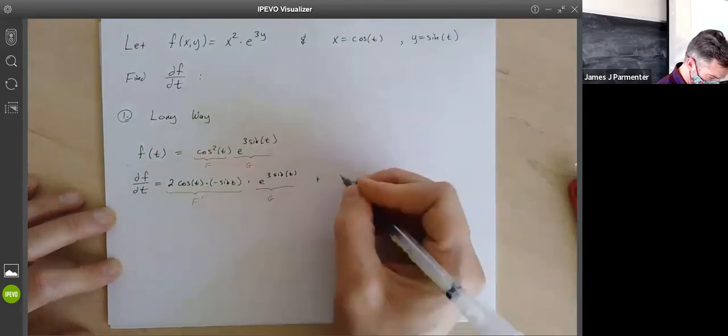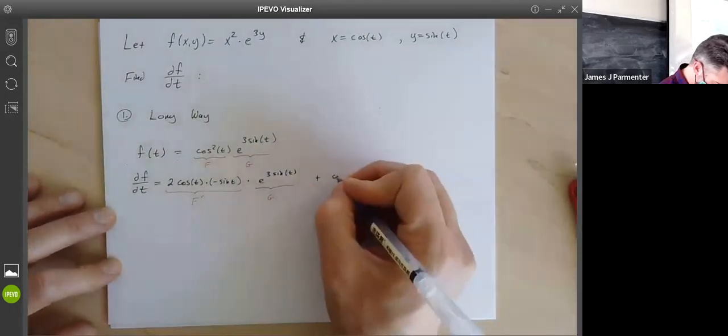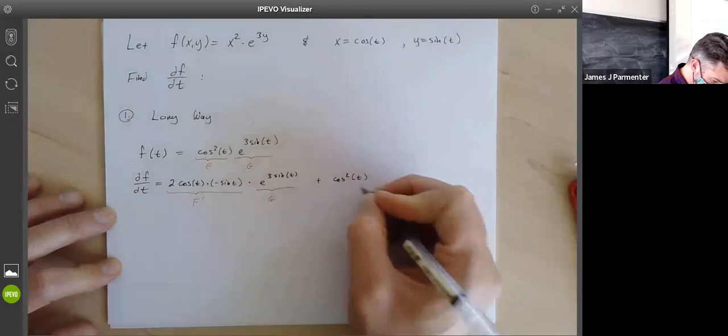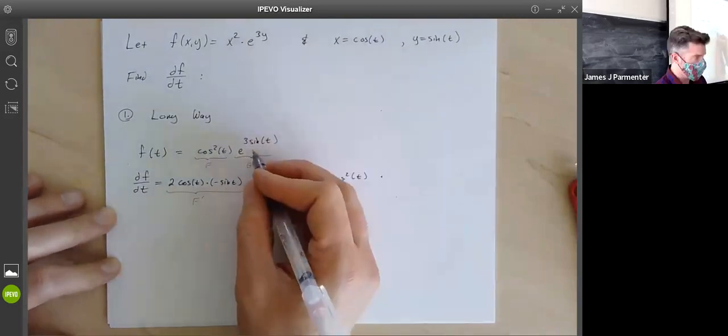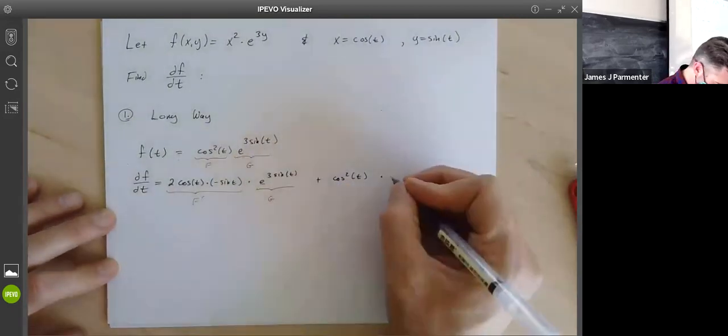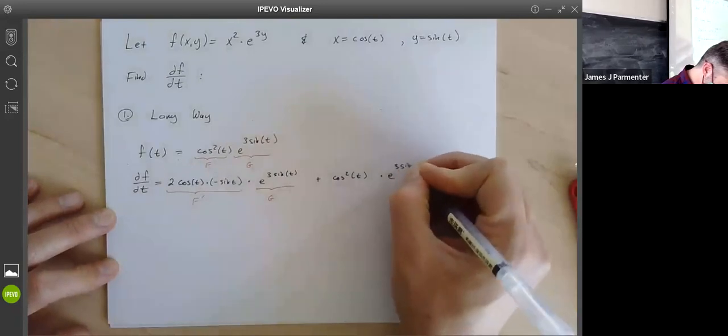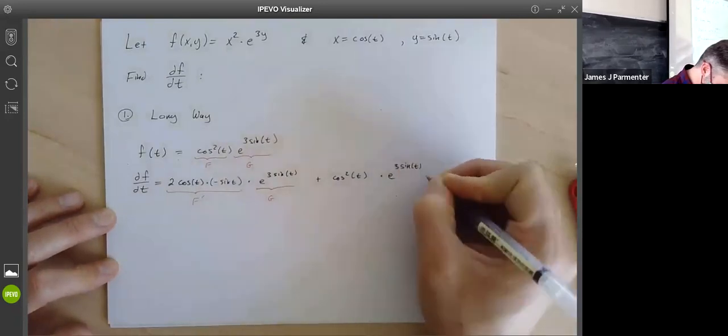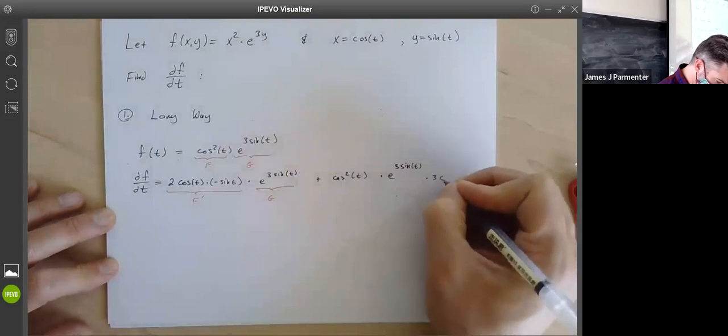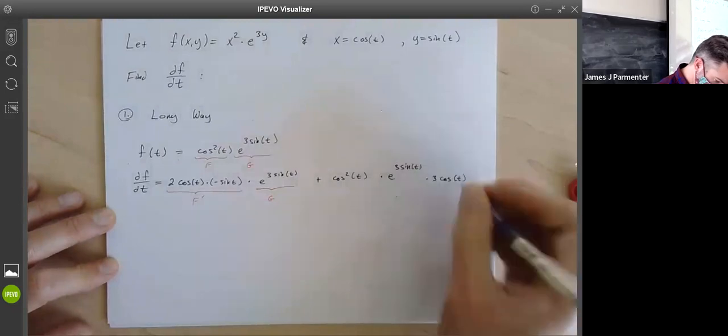Plus, then we flip it, right? We leave f alone, cosine squared of t, times the derivative of e to the 3 sine t. And the derivative of e to the stuff is e to the stuff times the derivative of the stuff, which will be 3 cosine of t.